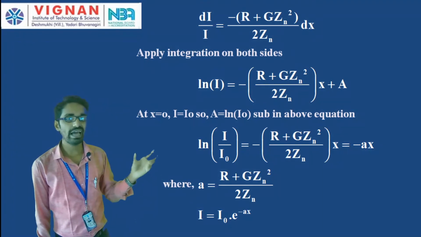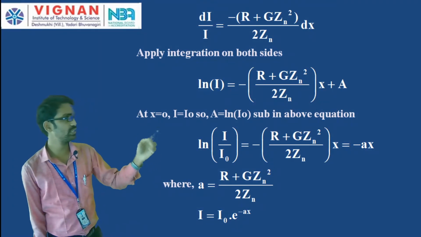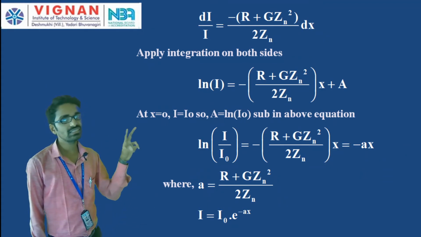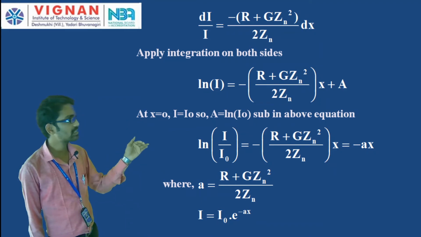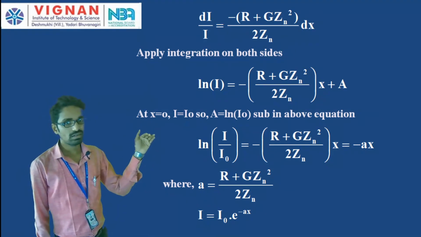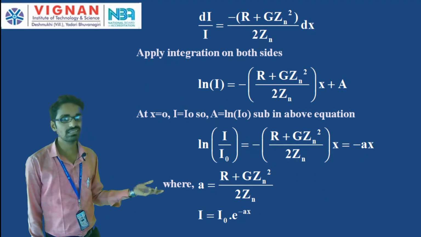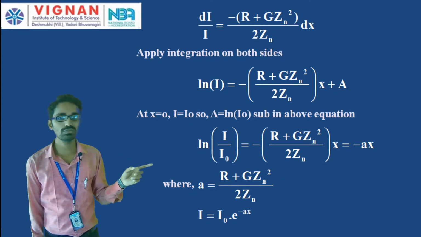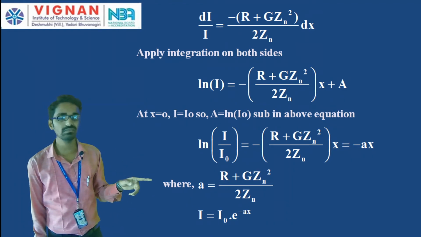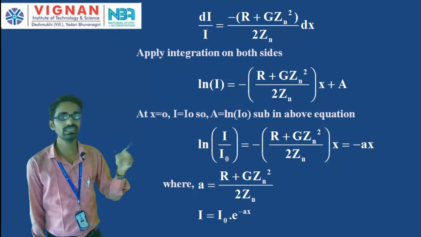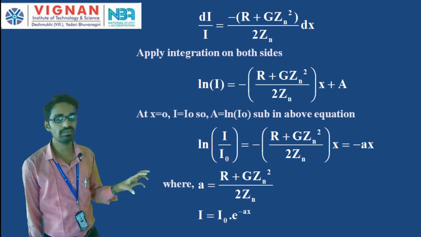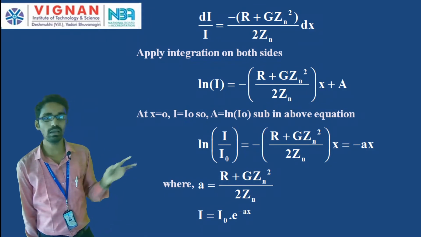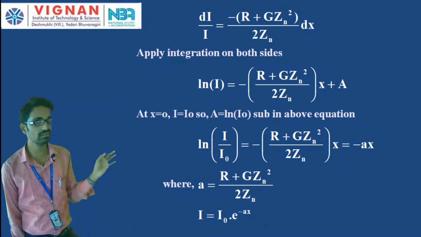So dI by I is nothing but minus (R plus G) into Zn square by 2 Zn into dx. If I apply integration on both the sides, the integration of 1 by I is nothing but the natural logarithm of I. Here there are no I terms, you have only the x terms, so the integration of the constant is only x. That is minus (R plus G) into Zn square by 2 Zn into x, plus a constant, which we call a.